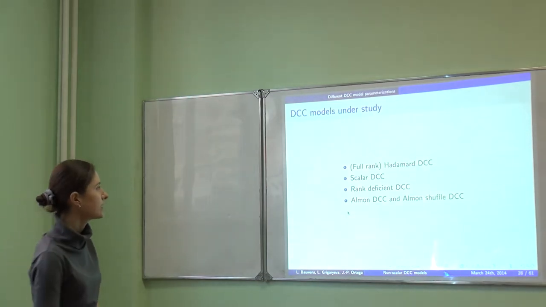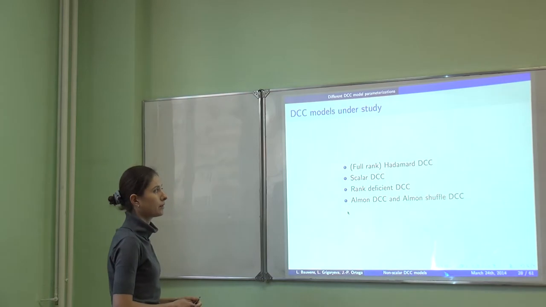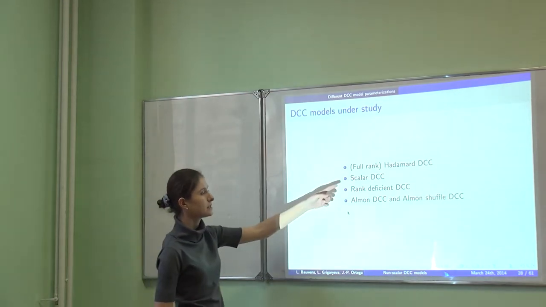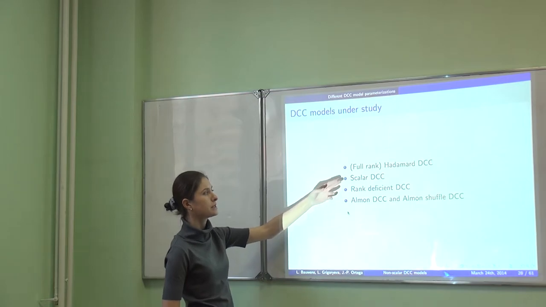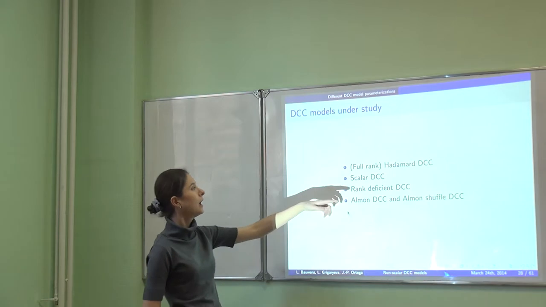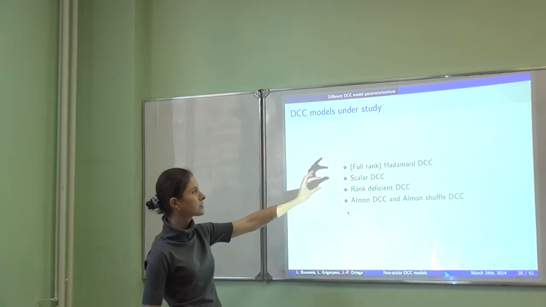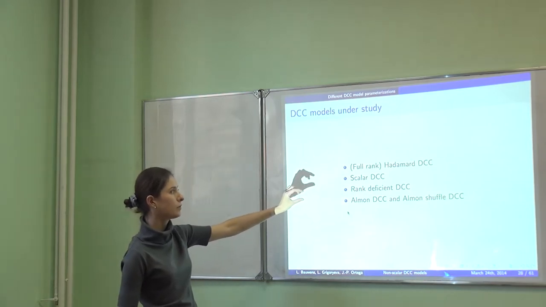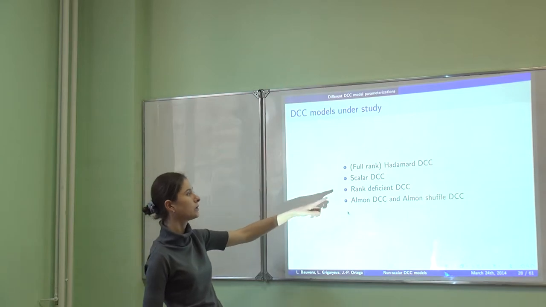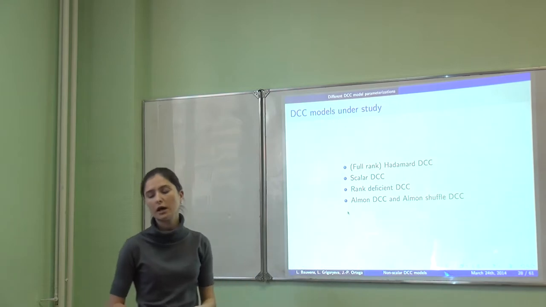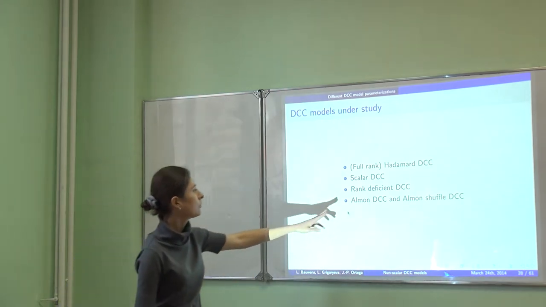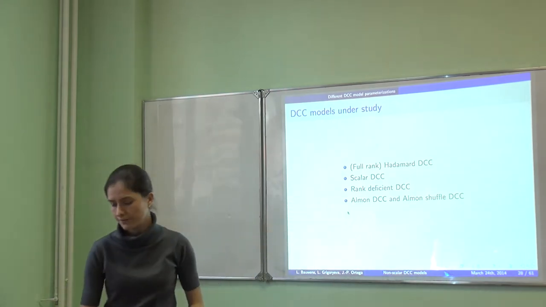So these are actually the models that we are working with in our paper. The scalar DCC, you're going to see in one minute what that is, but actually this is the simplest model possible in the setup of DCC. And we are working with the Hadamard, so-called full rank DCC models, as I just showed you, the most general one. Then we're working with the rank deficient and the Allman, so-called Allman shuffle. These two models we introduced.